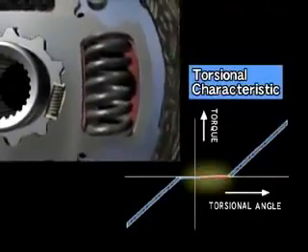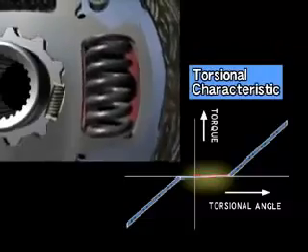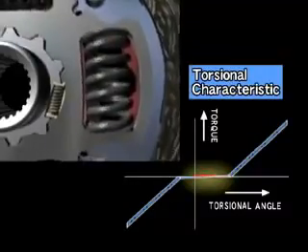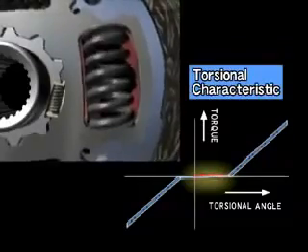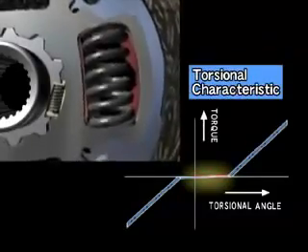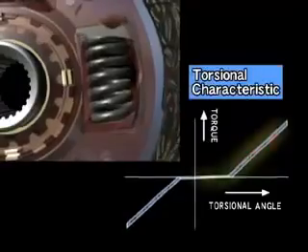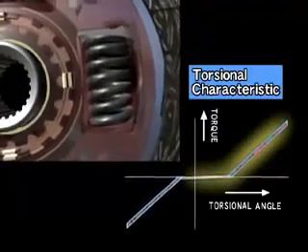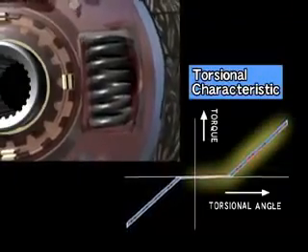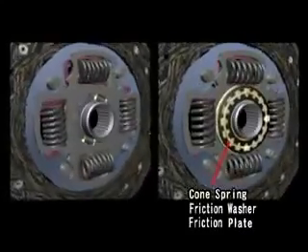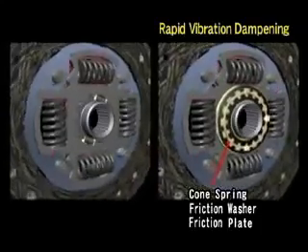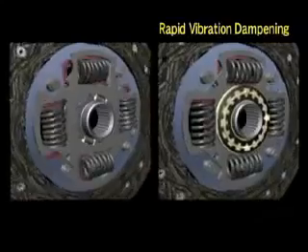Fluctuations in engine revolution while idling are absorbed by this two-piece splined hub, which is coupled with several small dampening springs. It functions to prevent a chattering noise when fluctuations are transmitted to the transmission. The shock from engaging the clutch while accelerating is absorbed by torsion springs like this one. The cone springs, friction washers, and friction plate function to quickly stop the torsion springs from vibrating, reducing both noise and vibration.